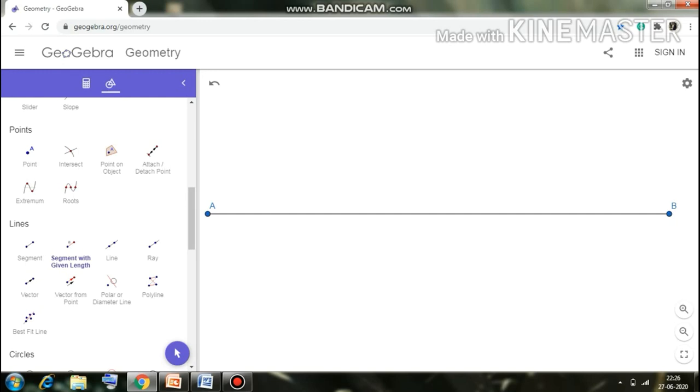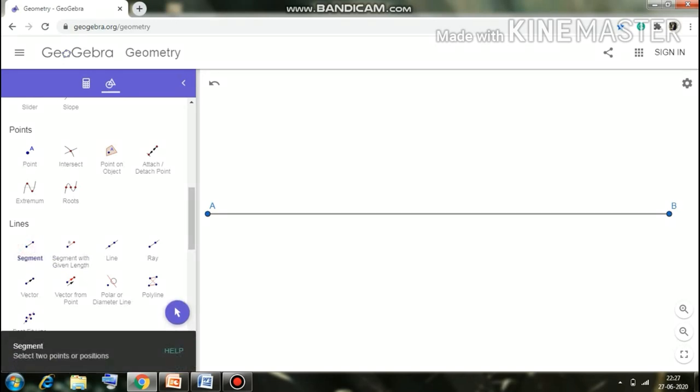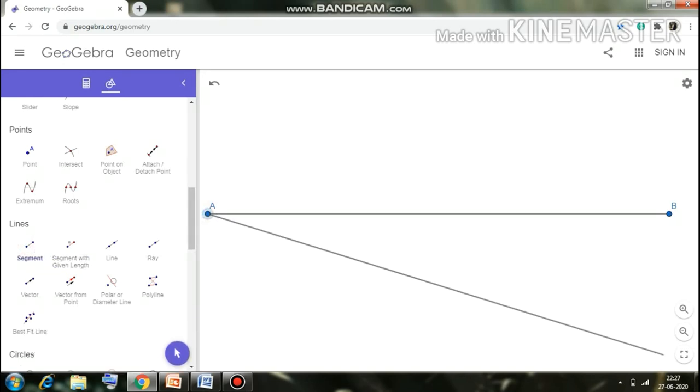Then we have to make another line segment from point A. And note that the length of this line segment and the angle BAC can be of any measurements. So let's make it.